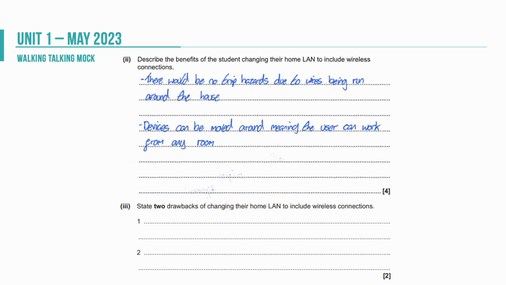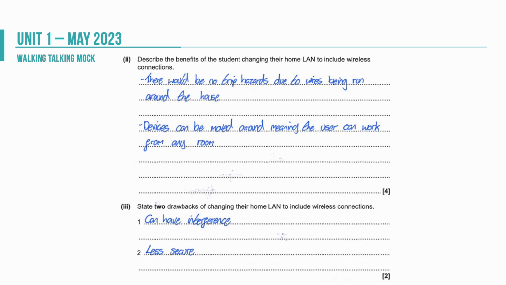The second question, though, is the opposite of that. It says state 2 drawbacks, and it's only 2 marks. So all I need to do there is make my point. I don't need to say why, I just need the what. What are the drawbacks? Well, wireless can have interference, and it can also be less secure.